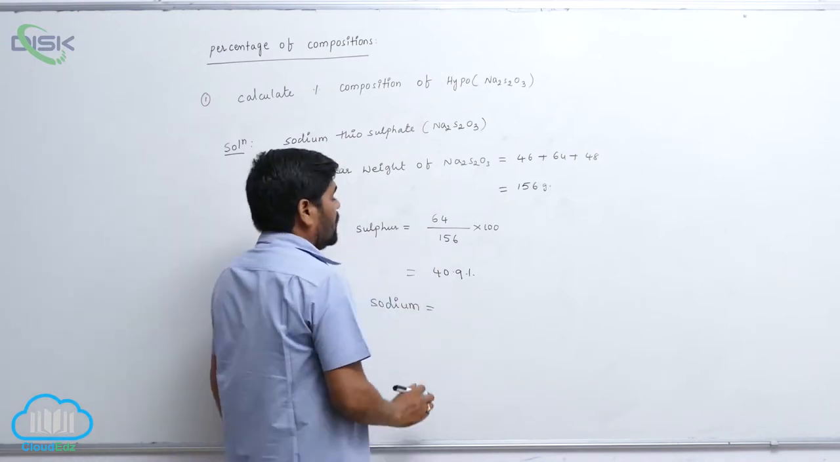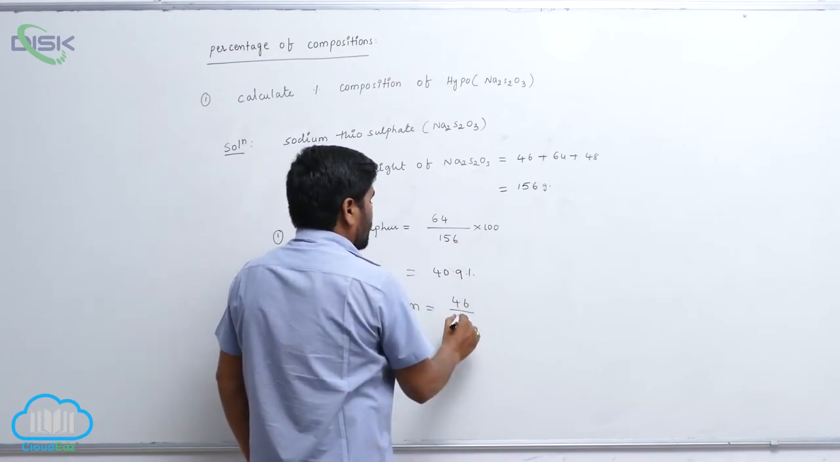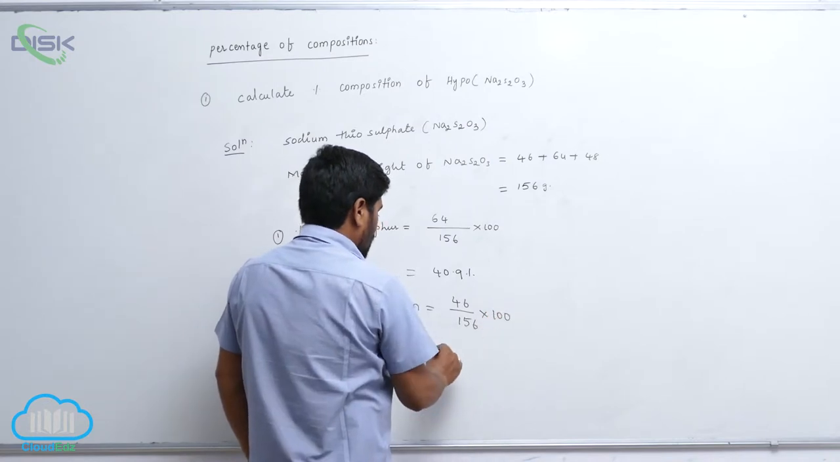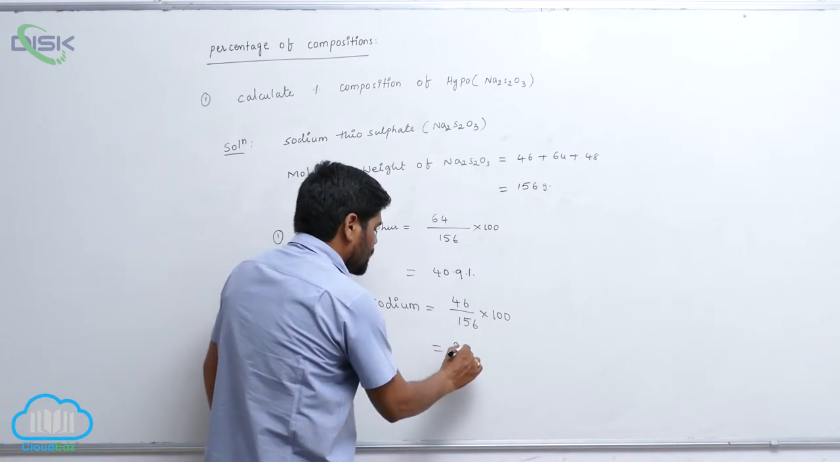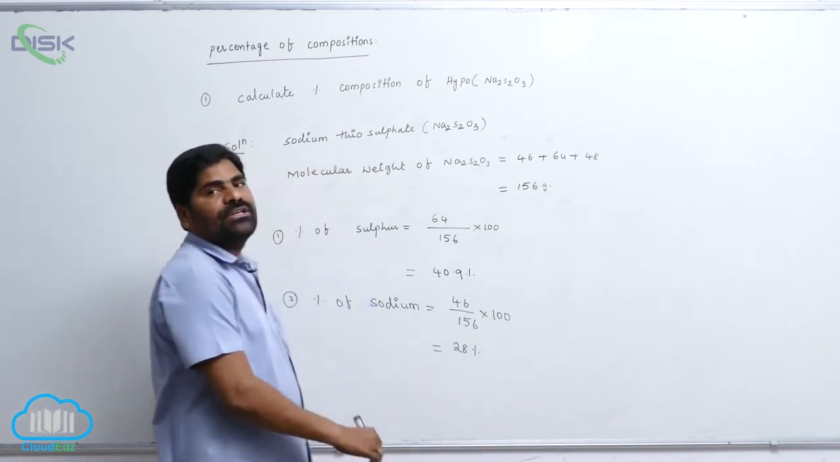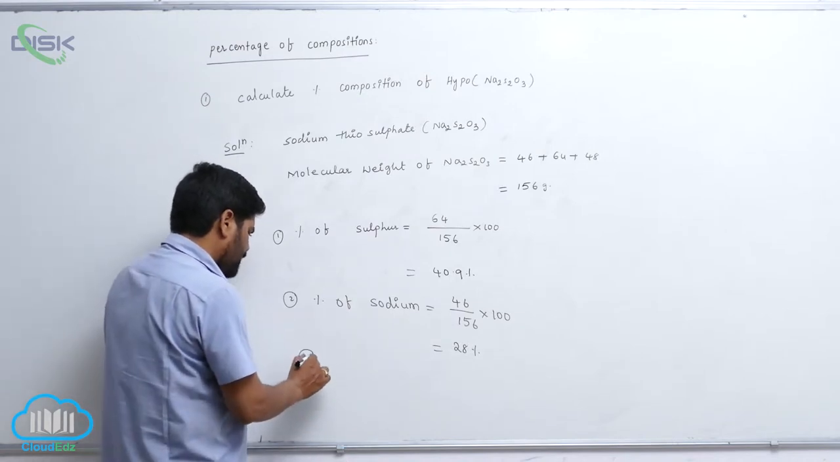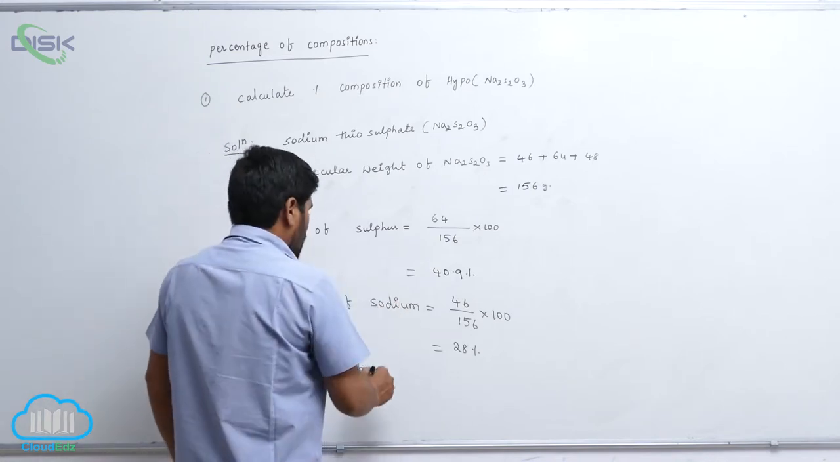Percentage of sodium equals, sodium is what? 46 grams, so 46/156 × 100. It is approximately 28%. How much percentage? 28%. The third one is the percentage of oxygen.